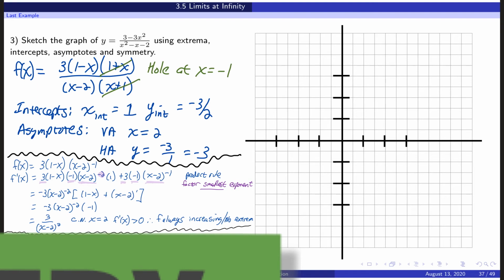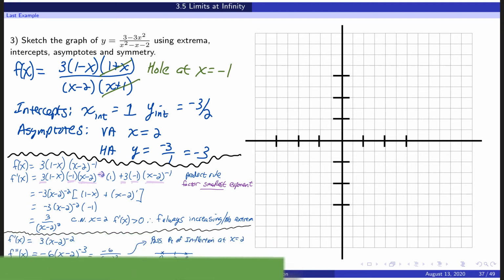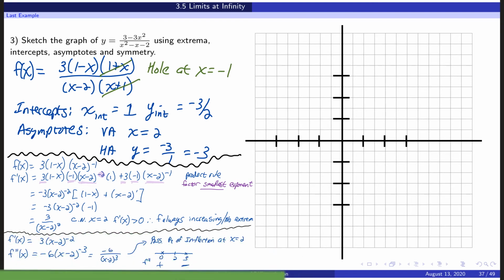Last step is to take the second derivative. You wind up with this statement down here. Means there's a possible point of inflection at x equals 2. When you take x equals 2 and do test numbers on either side of that in the second derivative, plugging 0 in the second derivative produces a positive. Plugging 3 into the second derivative produces a negative. So there is a point of inflection at 2.